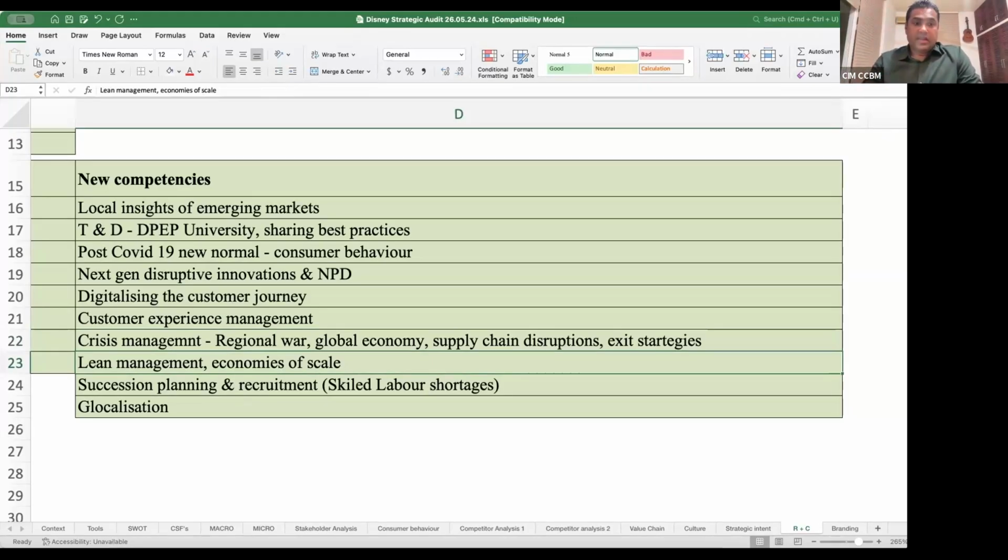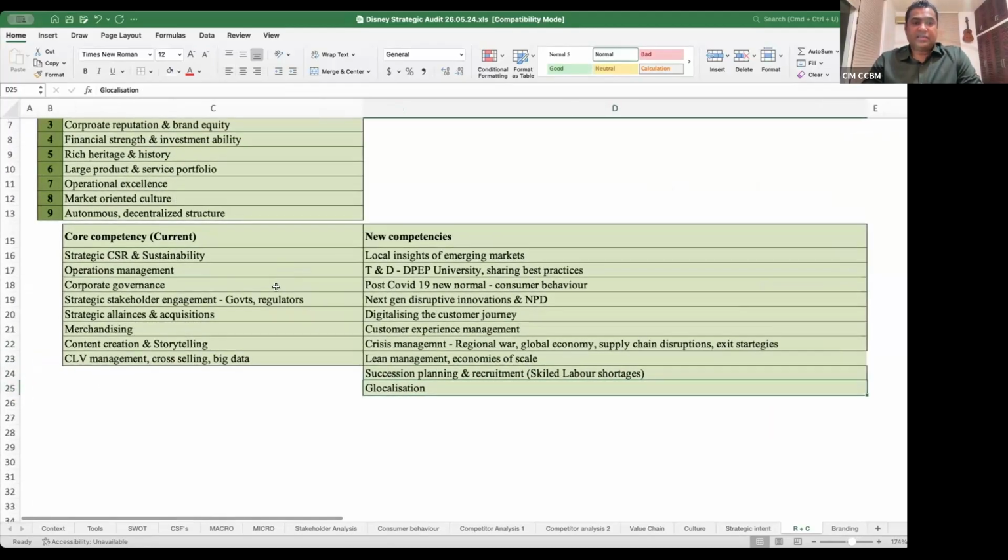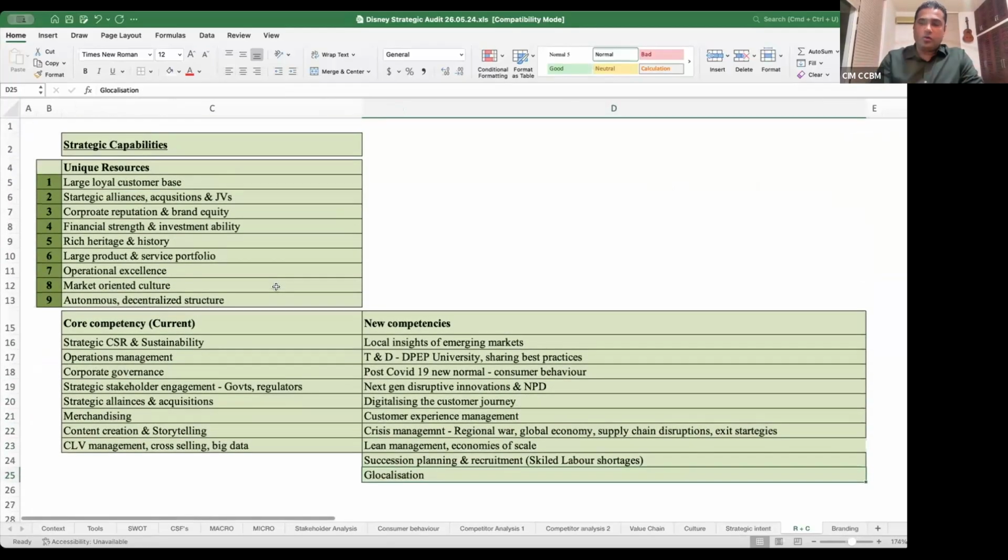Right? Lean management, economies of scale. This is something also that you need to master. You're firing a lot of people, but then how can you improve productivity and practice lean management? Succession planning. You have a huge problem of skilled labor shortages as well as globalization. So these are some of the competencies. You can move it around, right? That I saw as current and new.